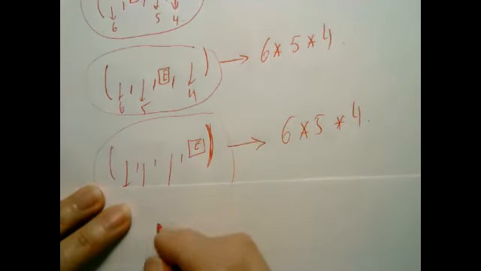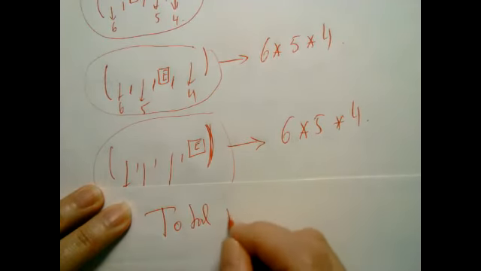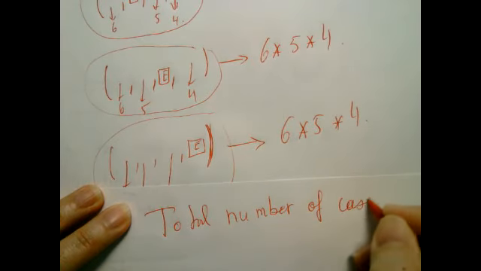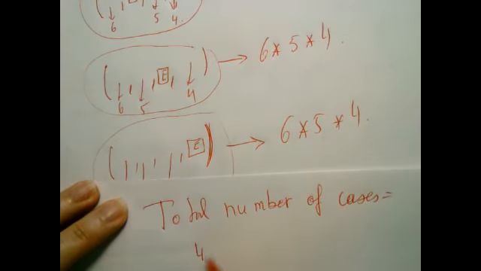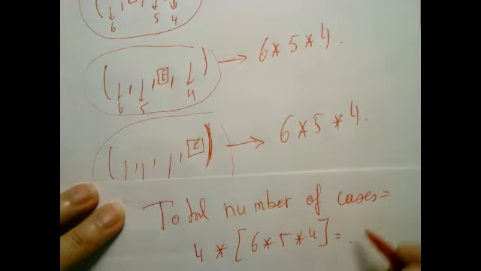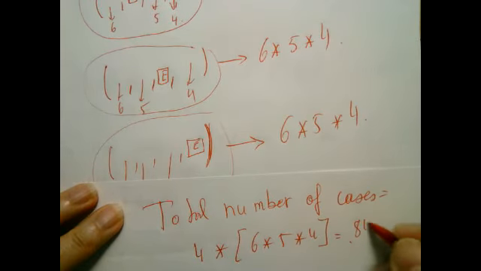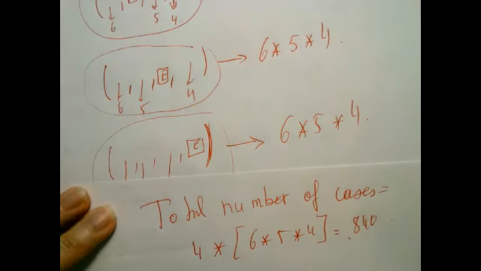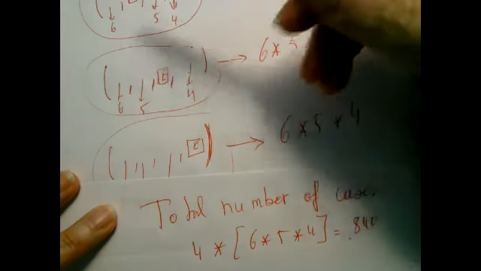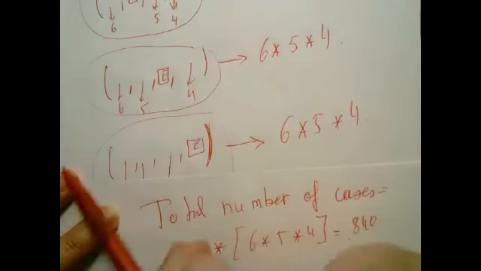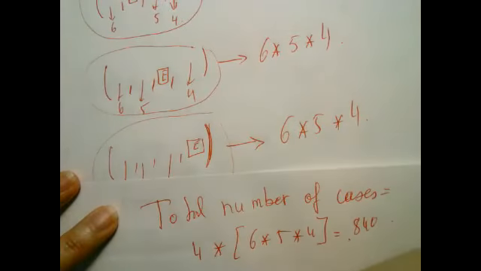So the total number of cases is 4 times 6 times 5 times 4. Okay, and somebody told me 840, and I trust the person. Okay, is it making sense? So we really have to take care, because the lists are ordered. So having E in the first spot is different than having E in the second spot. So I had to break up my problem into pieces.